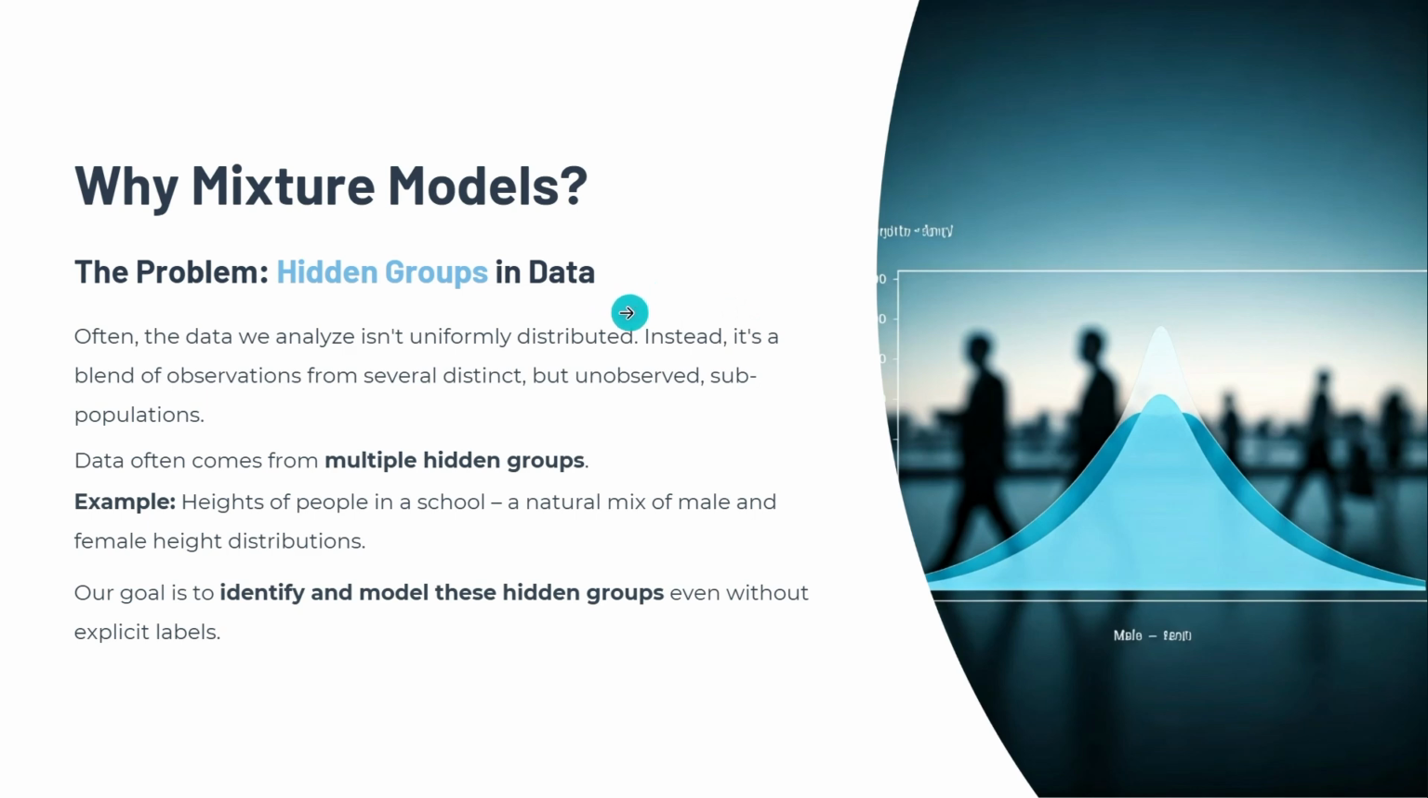So here is the catch. We never had the gender labels in our data. But from just the heights, we suspect that there are two hidden groups. This happens everywhere in real data sets, like customers, medical data, and traffic. Mixture models are a statistical way of saying: I know there is more than one pattern here, now let's find them out.